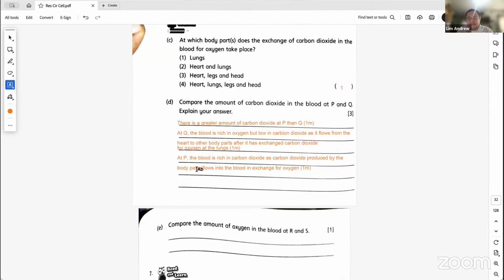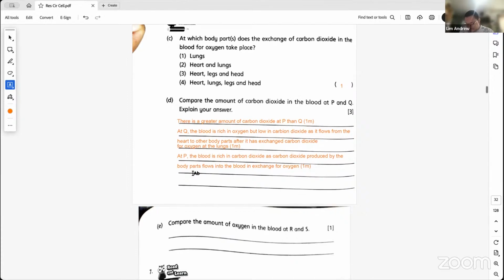All right. Same theory here. At P, the blood is rich in carbon dioxide because the carbon dioxide is produced. So the keywords are produce, and flow into the blood to exchange for oxygen. All right. Next.